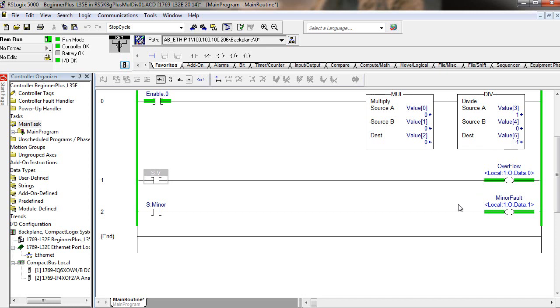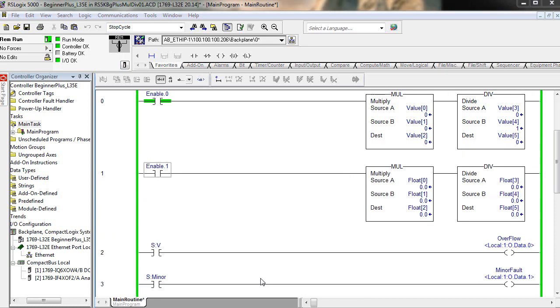Change value 3 to 0 and value 4 to 1. So we'll make this 0 and this 1. Now you see the instant that our divisor is no longer 0, we lose the overflow and the fault. So what is the state of the minor fault bit? Off. Would you trust the destination value if the fault bit was set? No.